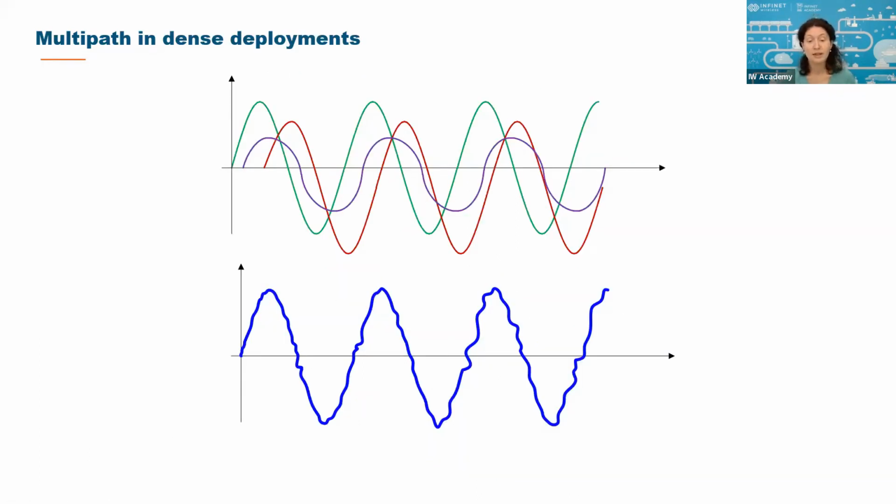More often, in dense developments, a great amount of signal copies reach the receiver, and the resulting signal is distorted as illustrated in the picture. So this is how it actually looks, a real signal received in dense multipath mediums.